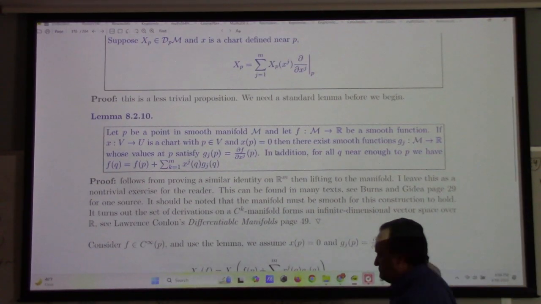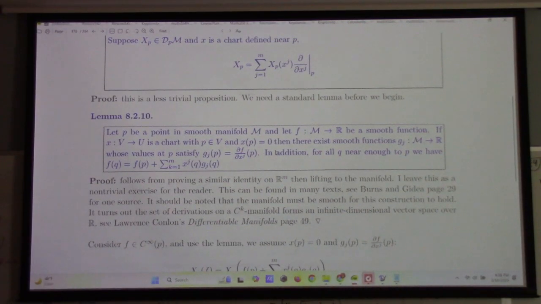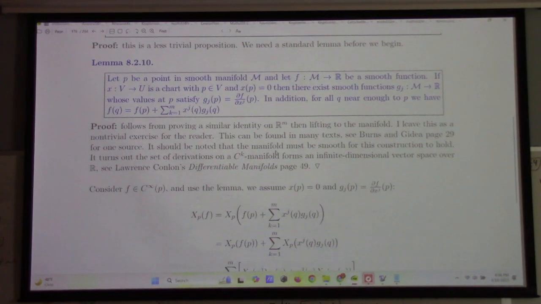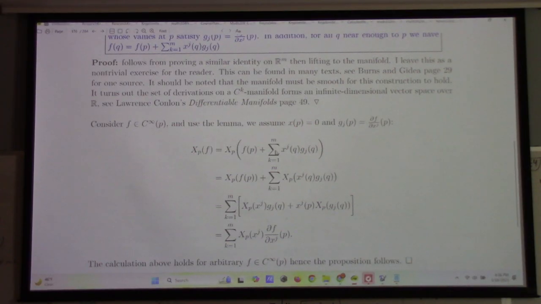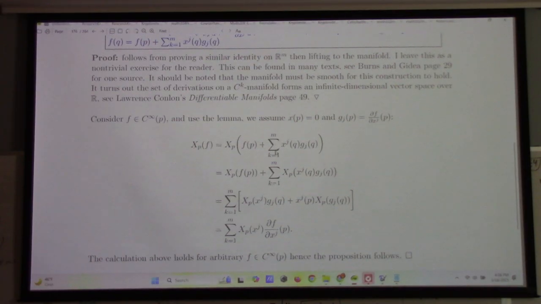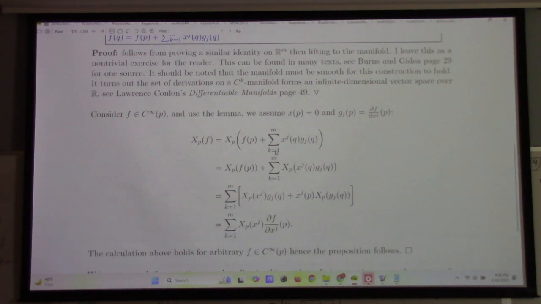But if you have that, and this is where we need the manifold being smooth. This is actually not true if your manifold is just k times differentiable. You can't do it that way. You run into the issue of being twice differentiable but not three times differentiable, which ruins this construction. It turns out that the set of derivations over a C^k manifold is not, so what I'm telling you after the dust settles is that the set of derivations is actually m-dimensional for an m-dimensional manifold.